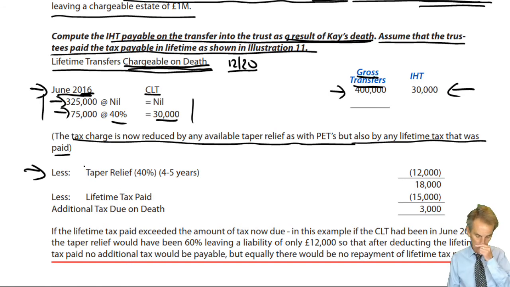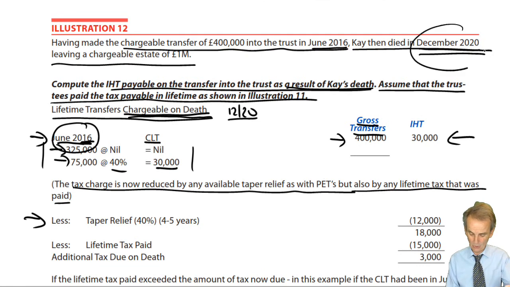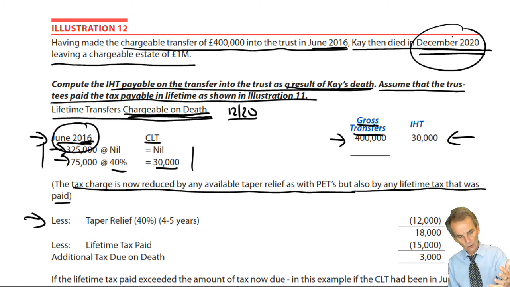Firstly, the taper relief. So, get your fingers out and start counting. The date of this transfer, June 16. So, did we survive to June 17? Yes, we did. June 18, June 19, June 20. When was the date of death there? The date of death, December 20. So you did survive till June 20. Do you get to June 21?